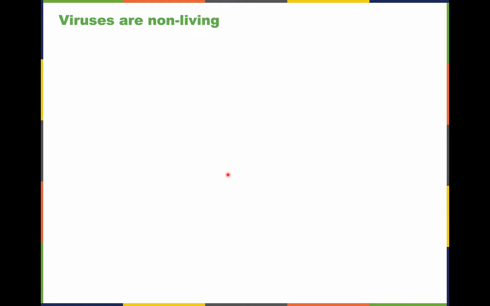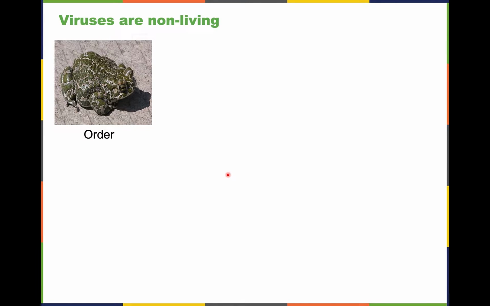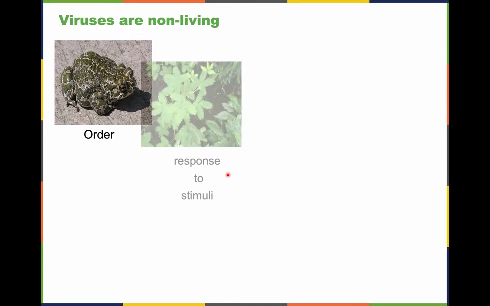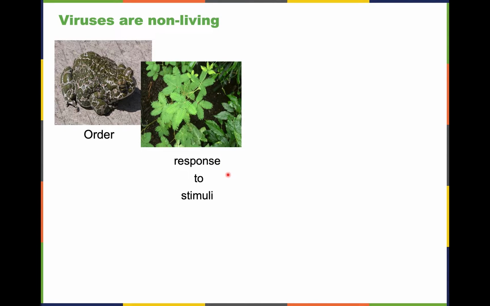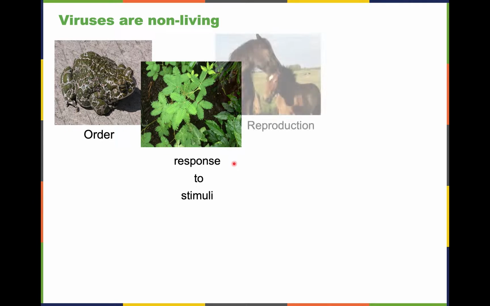Viruses are classified by biologists as non-living. So what are the criteria that biologists use to define something as living? Well, I'm going to list them. Organisms have some sort of order in their structure, and they can respond to stimuli from the environment. If you were to touch this plant, it's going to shrivel up itself. So usually living things can respond to stimuli in the environment.